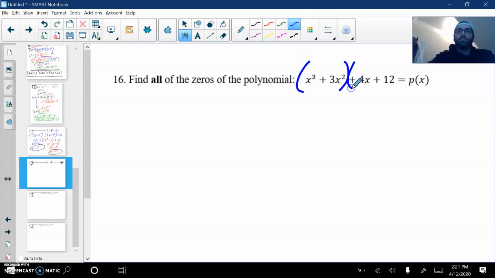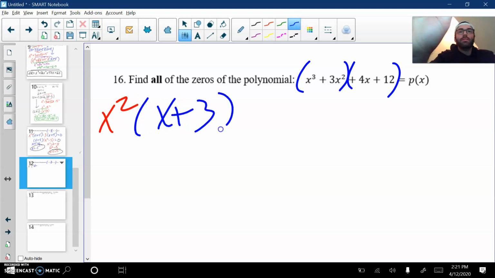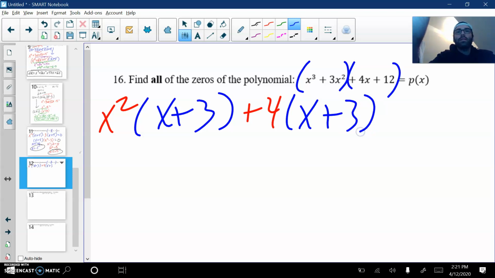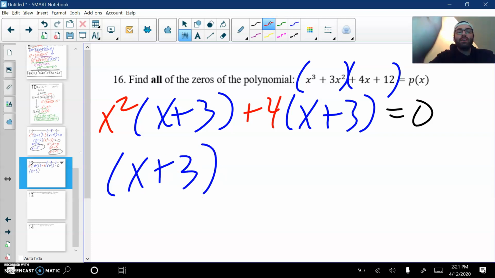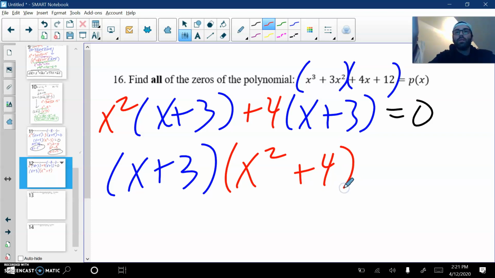Group it. 2 by 2 grouping. What can I take out? I can take out an x squared. What's left over? X plus 3. What can I take out of the second 2? I can take a 4 out. What's left over? X plus 3. And this is equal to 0. So x plus 3 appears twice, so x plus 3 is one of my factors. Take out the x plus 3, I have x squared plus 4 left over, still equal to 0.